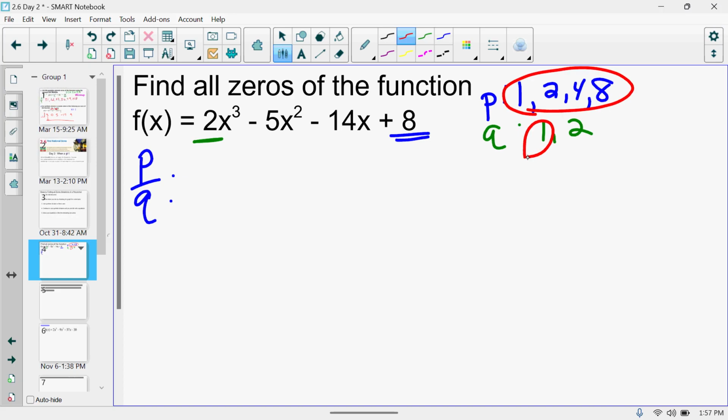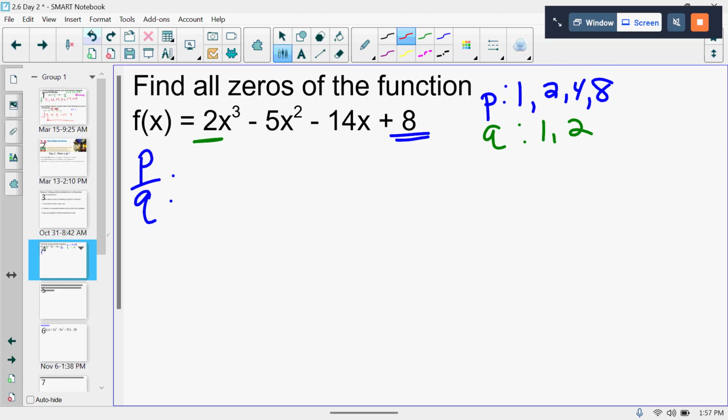Because you're always doing P over Q. So I'll just underline that. So you're going to do positive or negative 1 over 1, which is just 1. Positive or negative 2 over 1, which is just 2. Positive or negative 4 over 1, which is just 4. Positive or negative 8 over 1.